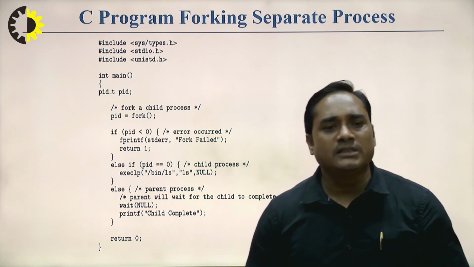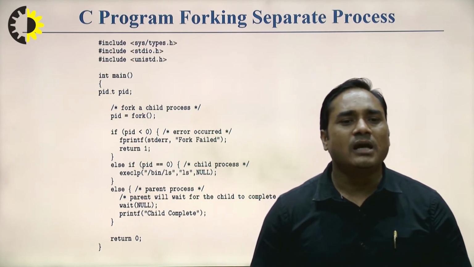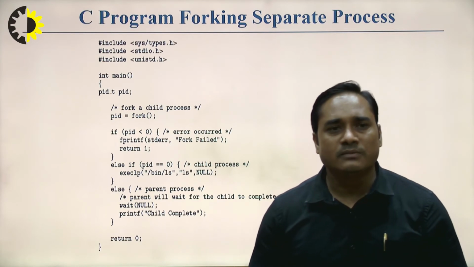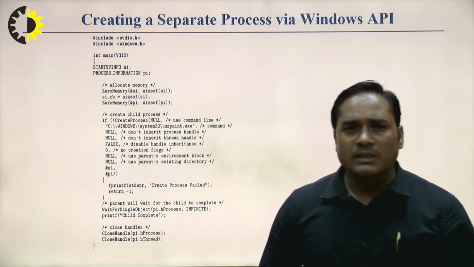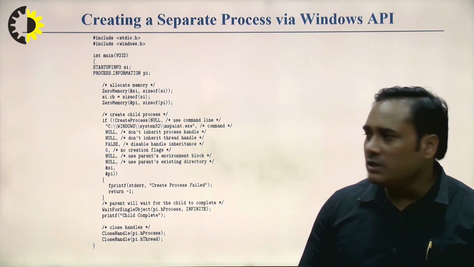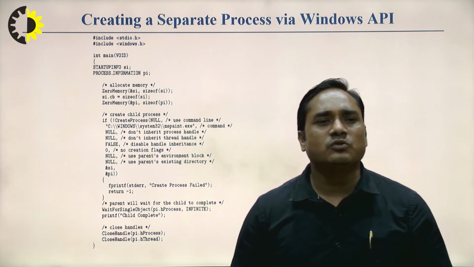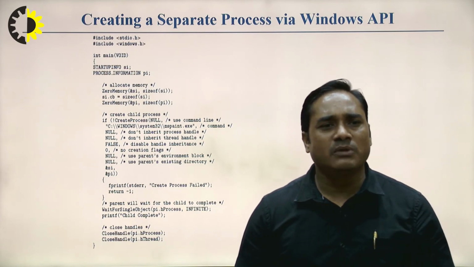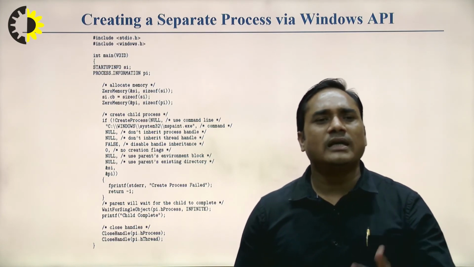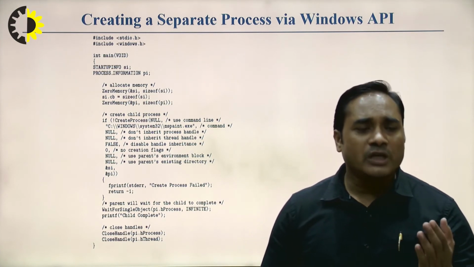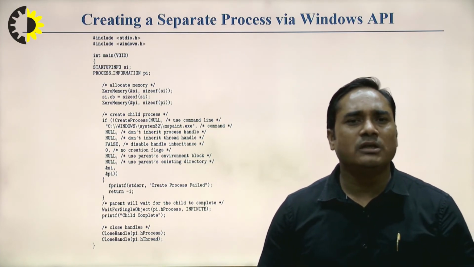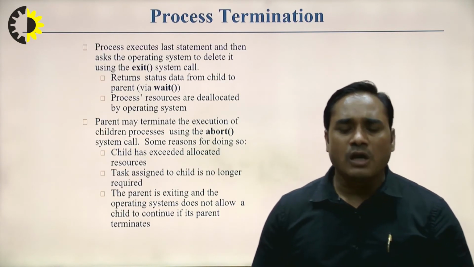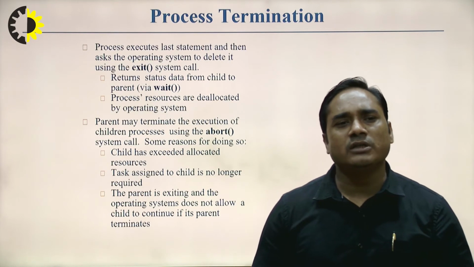So this is the code showing how you can create a new process in the Unix operating system. Next, creating a separate process by the Windows API. By using the Windows operating system, you can create different processes. In the Windows operating system, we are not going to discuss more, so you can understand how we are going to create a new process using the Windows API. So what about process termination? How will a process terminate after execution?